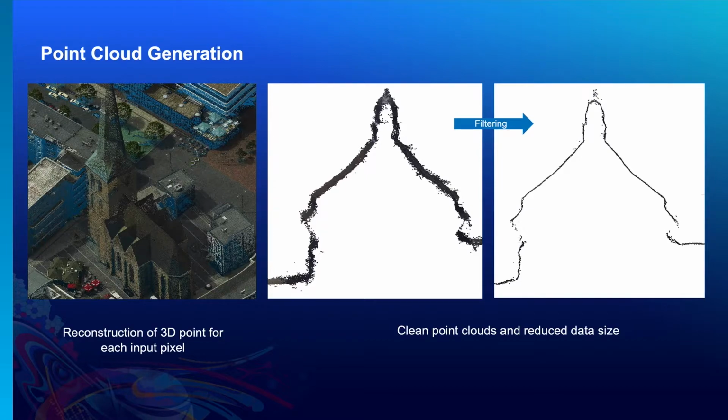And we can exploit this redundancy in data to create very clean point clouds with sharp edges, with distinct roof lines, with a very low noise level, and with a very reduced data set by a filtering stage, taking into account all of the redundant data that we have in our input.